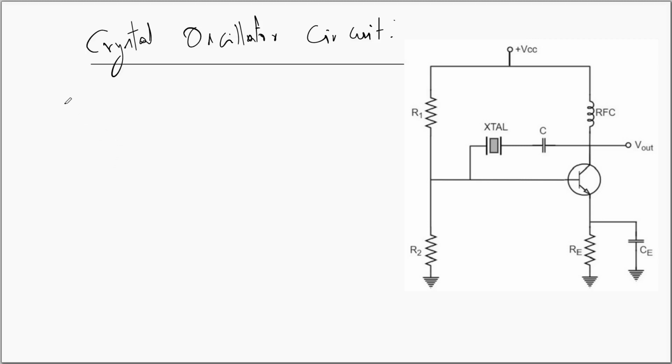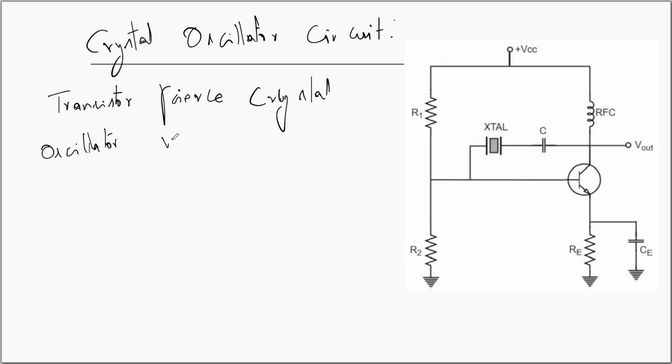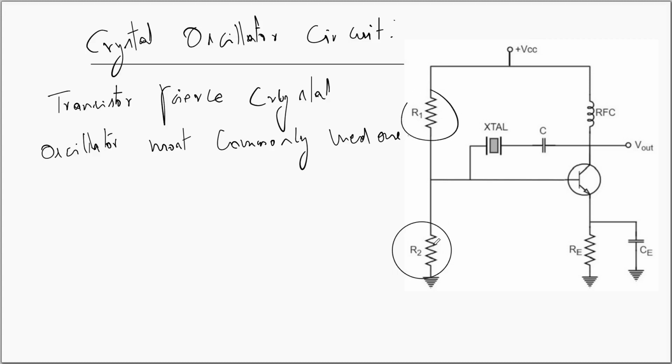Now we shall see the crystal oscillator circuit. Crystal oscillators generally can be constructed in a number of ways. However, the transistor Pierce crystal oscillator is the most commonly used crystal oscillator. It has a potential divider network produced using the resistors R1 and R2. You have a transistor here, you have a bypass capacitor CE, and you have a blocking capacitor C.